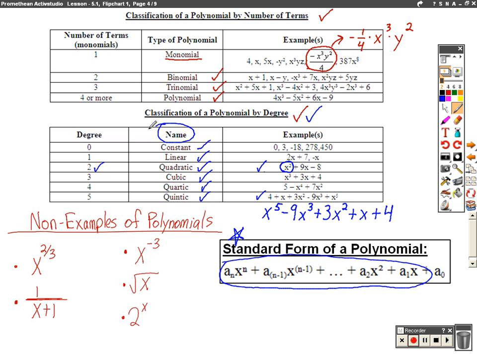Here are some non-examples of polynomials. The expression is not a polynomial if the exponent is a fraction, if you have a variable in the denominator, if the exponent is negative, if you have a variable under the square root, or if the variable is the exponent. Then those are not examples of polynomials.